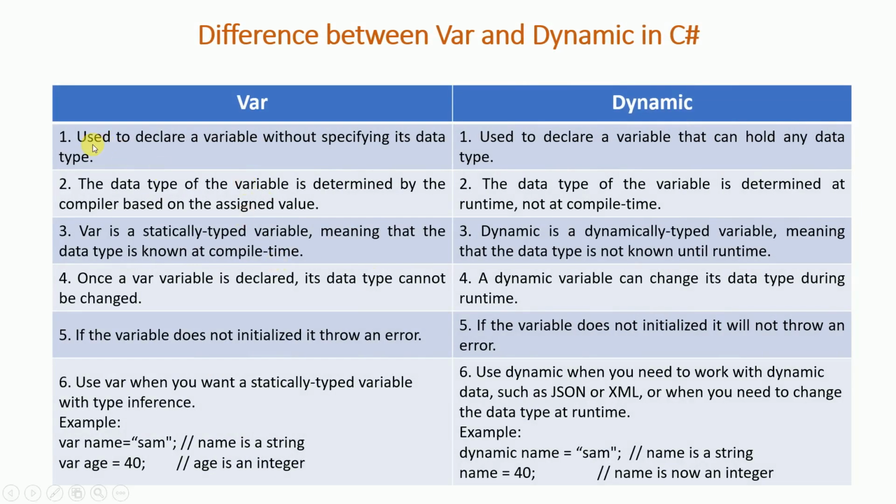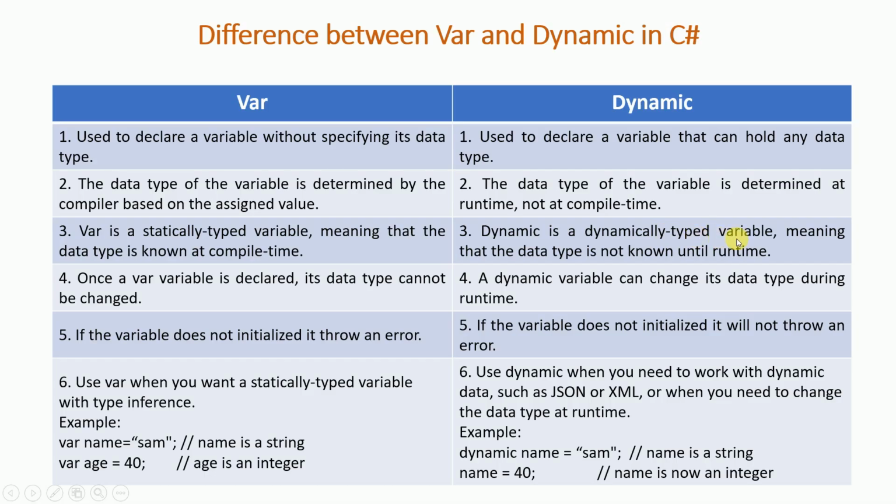So the first difference between var and dynamic is that var is used to declare a variable without specifying its data type, whereas the dynamic keyword is used to declare a variable that can hold any data type. The second difference is, in case of var, the data type of the variable is determined by the compiler based upon the assigned value, whereas in case of dynamic, the data type of the variable is determined at runtime, not at compile time. That's why var is called a statically typed variable, whereas dynamic is called a dynamically typed variable.